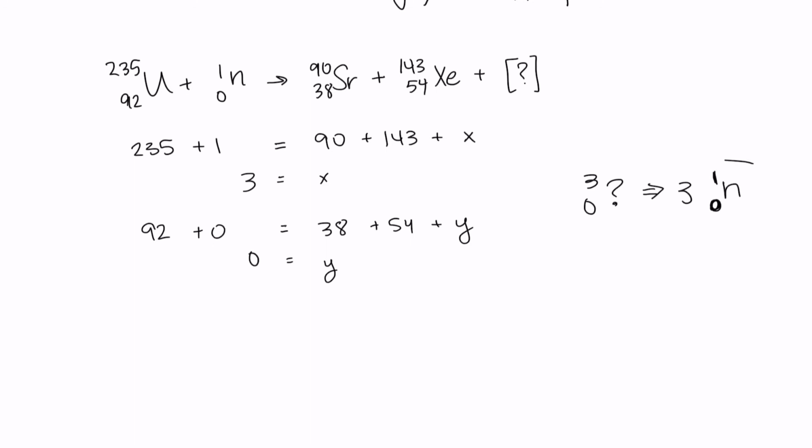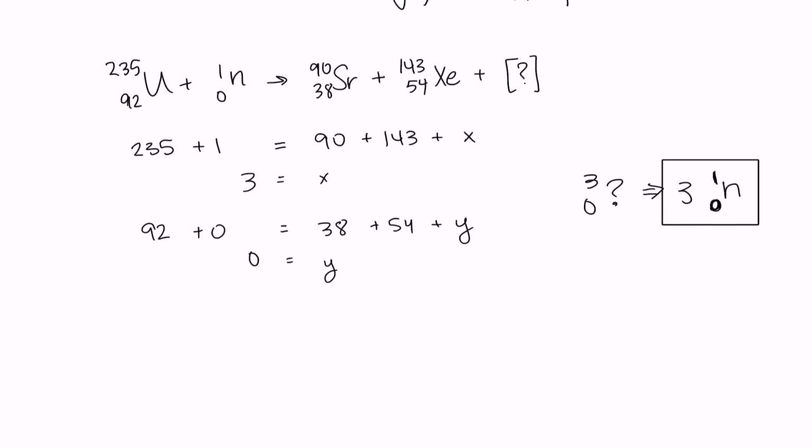So our correct answer here for what we're going to put in our blank is going to be the 3 neutrons. And all I did was use the principles that the mass, the number of nucleons, the mass number is going to be conserved, and the charge is going to be conserved. So if I look at before and after, they're going to add up to the same thing.